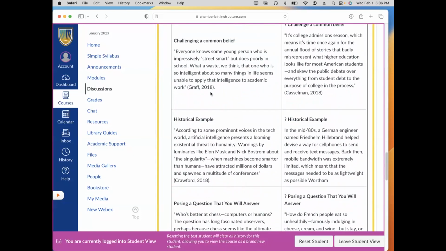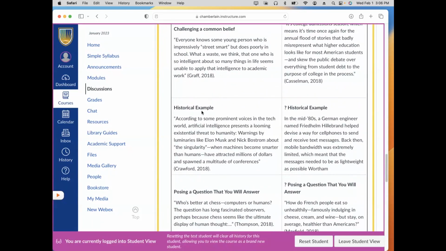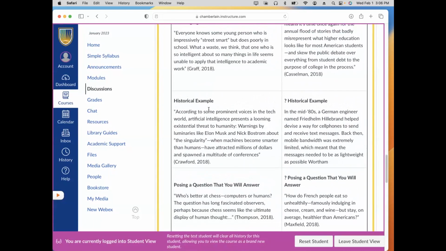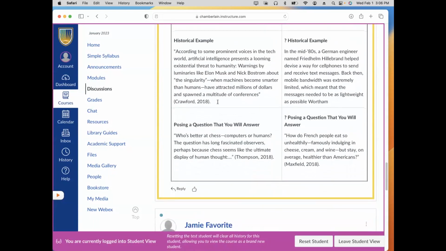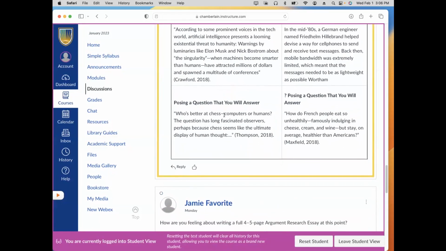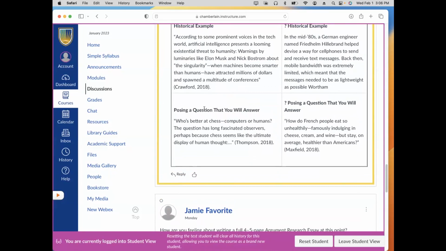Challenging a common belief. Historical examples are also a little bit like telling a story, because it's from the past. So we're doing social media, a story from the beginnings of social media, who knows? Anyway, the whole point is that it brings up the subject in a very broad way, makes people interested in it, and then gets you going into the rest of the introduction.